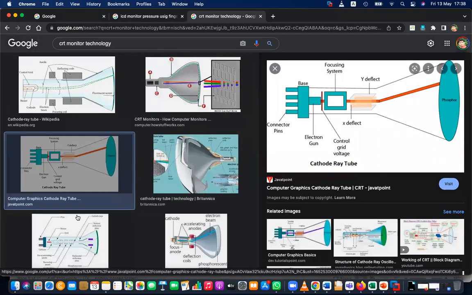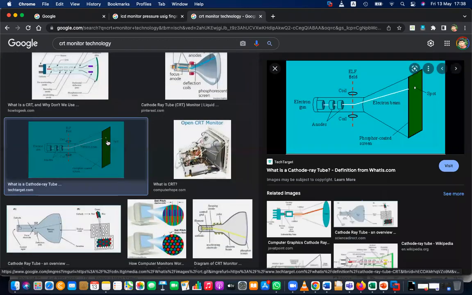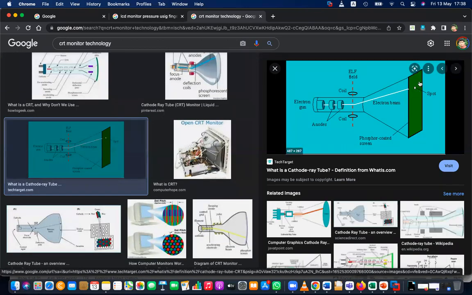Later it became color. But you need to understand one thing related to this electron beam and the monitor. You can see this is a spot. What will happen when you are lighting this up? Actually, it happens like this.